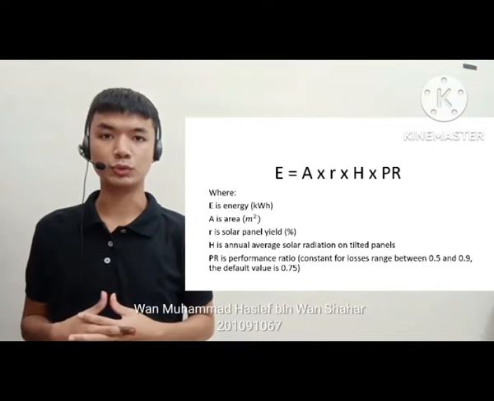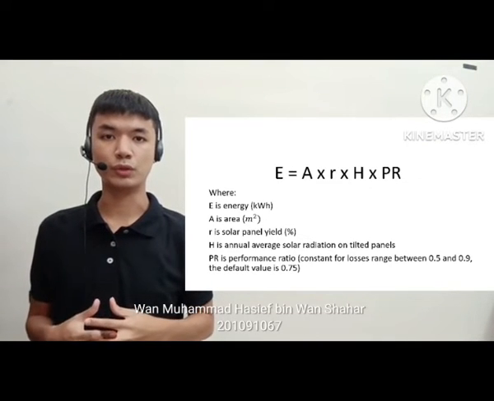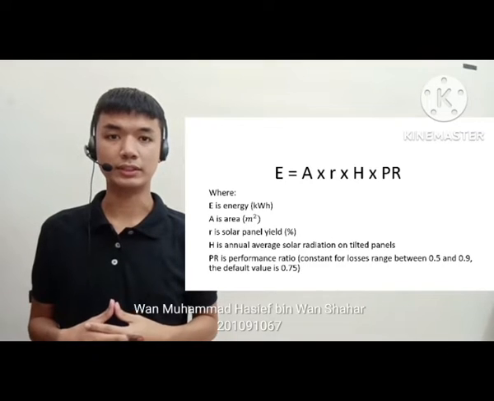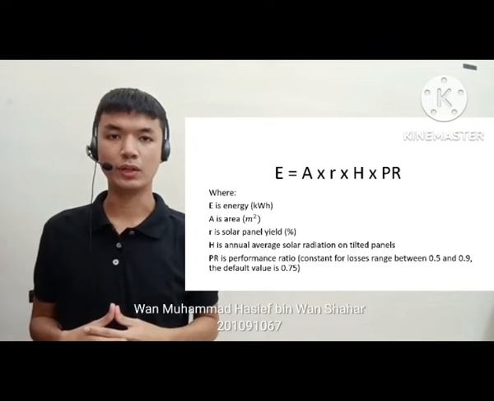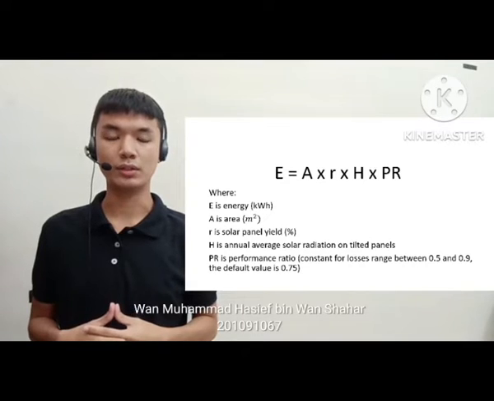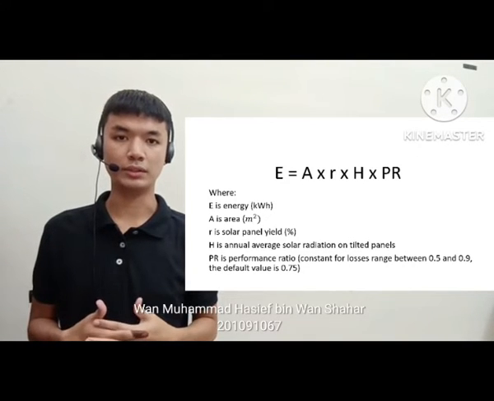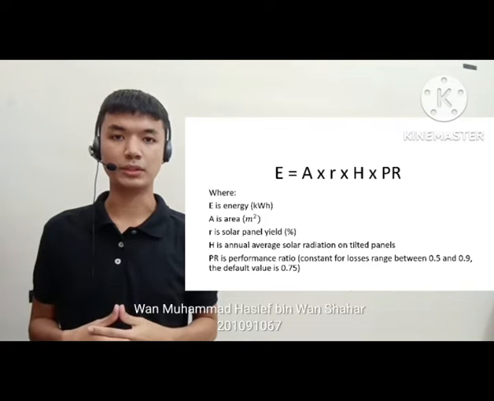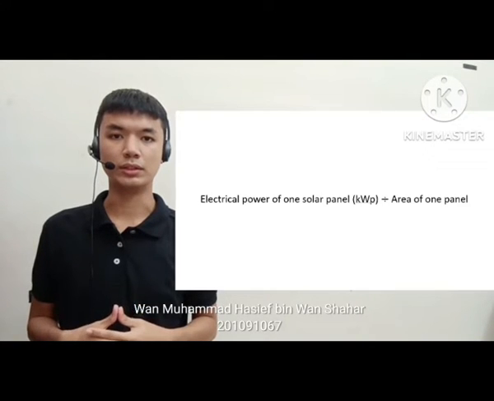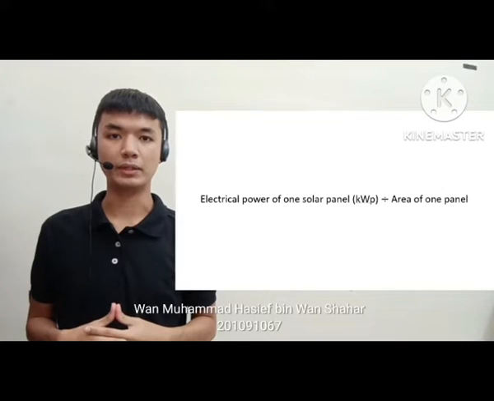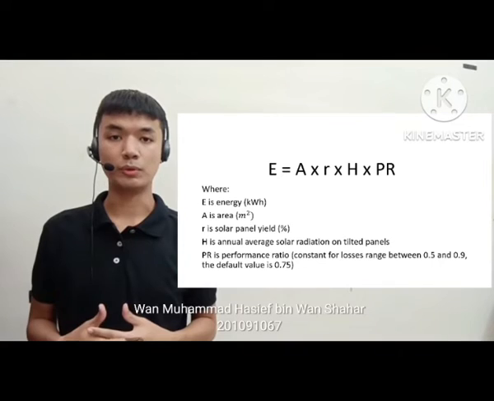Globally, the formula E = A × R × H × PR is followed to estimate the electricity generated in the output of a photovoltaic system, where E is energy in kilowatt hours, A is the total area of the panel in square meters, and R is the yield of the solar panel, given by the ratio of the electrical power in kilowatt peak of one solar panel divided by the area of one panel. PR is the performance ratio. The PR, or performance ratio, is a constant for losses, ranging between 0.5 and 0.9, and the default value is 0.75.